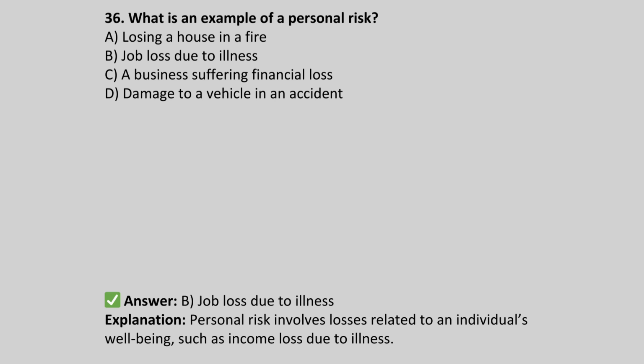What is an example of a personal risk? A. Losing a house in a fire. B. Job loss due to illness. C. A business suffering financial loss. D. Damage to a vehicle in an accident. Answer: B. Job loss due to illness. Explanation: Personal risk involves losses related to an individual's well-being, such as income loss due to illness.